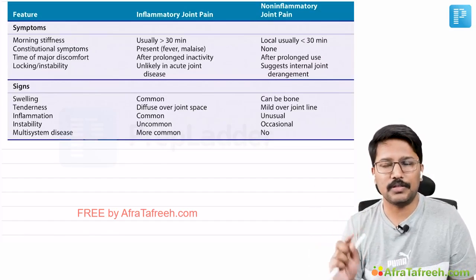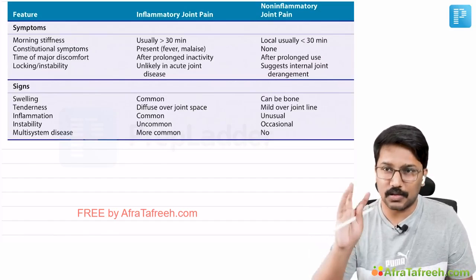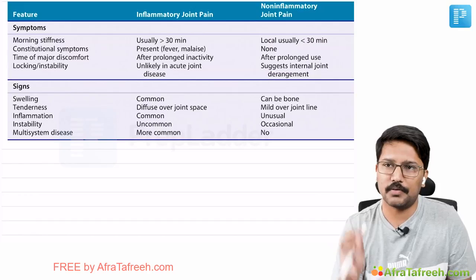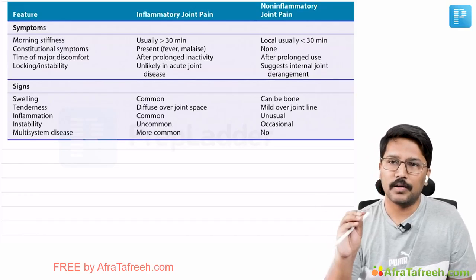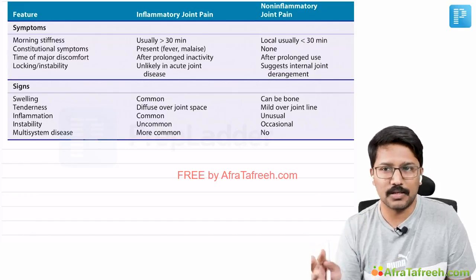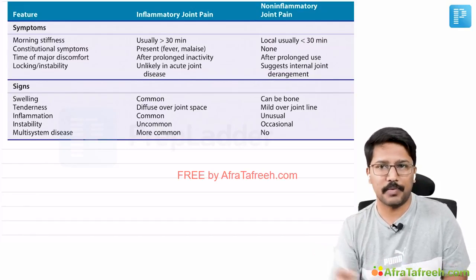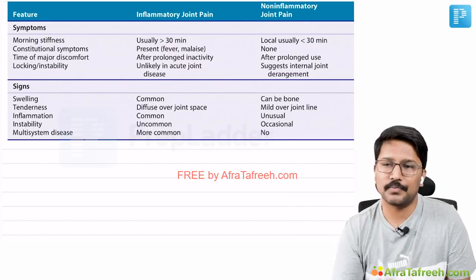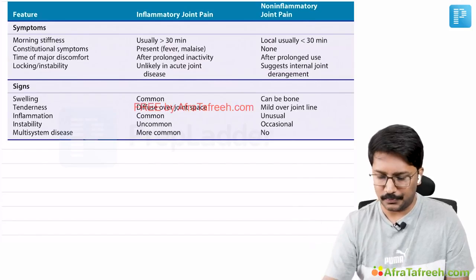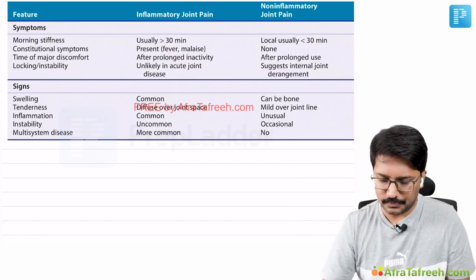Two important take-home points. One is pain, whether it is worse on movement or worse on rest. Pain worse on rest is inflammatory, pain worse on movement is non-inflammatory. Early morning stiffness is the second important point. Early morning stiffness more than 60 minutes, very classical of inflammatory. At least 30 plus is what we need. Less than 30 minutes, more in favor of non-inflammatory joint pain, right? Okay, so I hope that is clear.